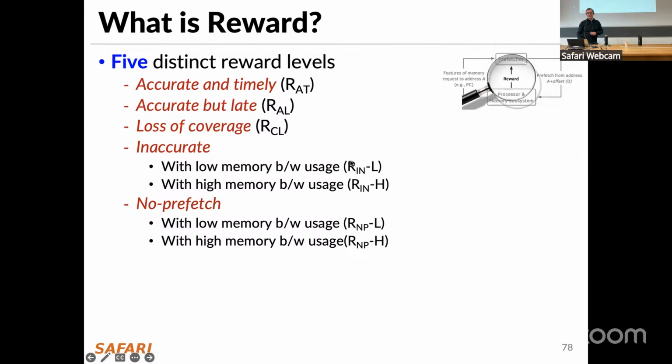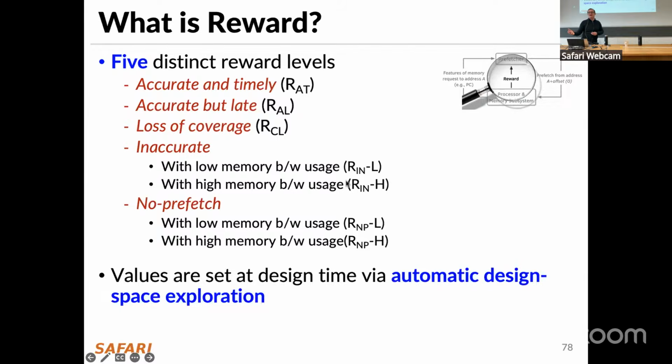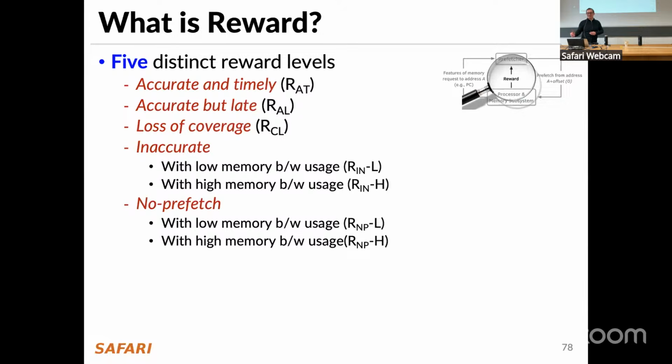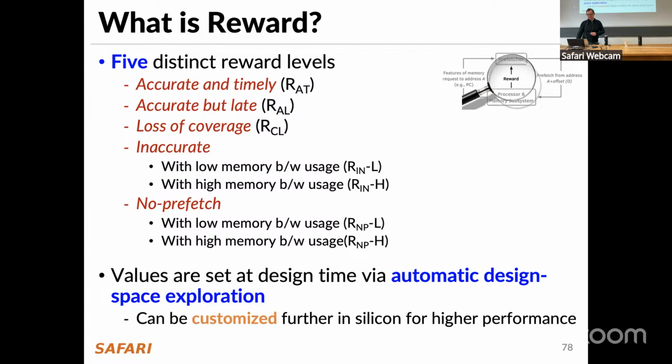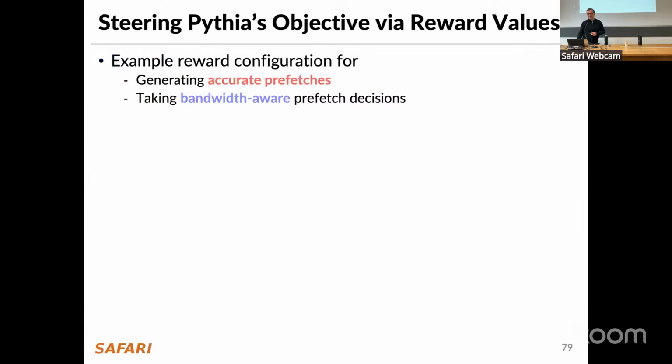These are 2 different cases, because if you're inaccurate and you don't need that much bandwidth, maybe that's okay, right? I mean, it's bad, but it's maybe okay. But if you are inaccurate and you're using a lot of bandwidth, that's probably much worse. That's why we distinguish between these levels. So these are actually the designer's burden in the end, right? The designer needs to come up with these levels, and you can ask Rahul for more. These values are determined at design time via automatic design space exploration. It can be customized further in silicon for higher performance, as we will see for some applications.